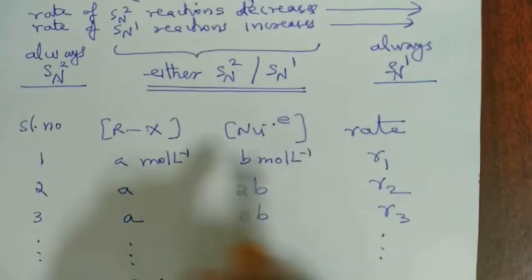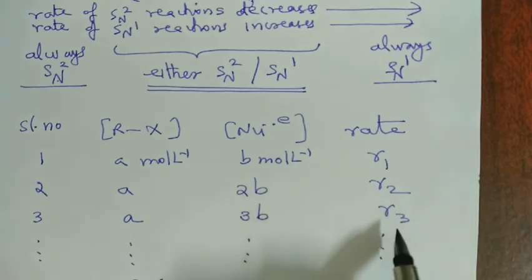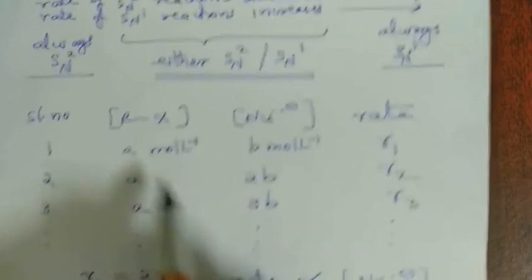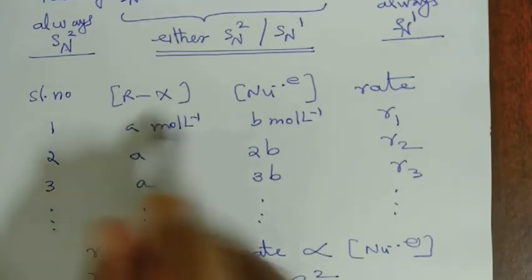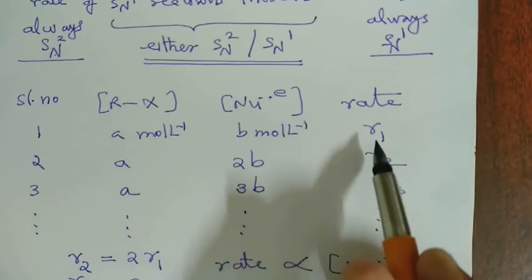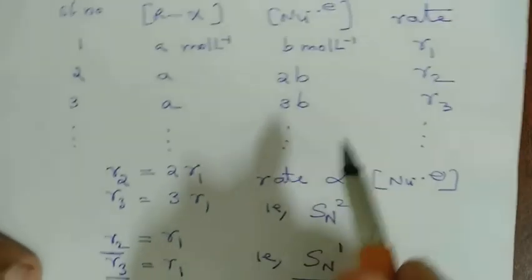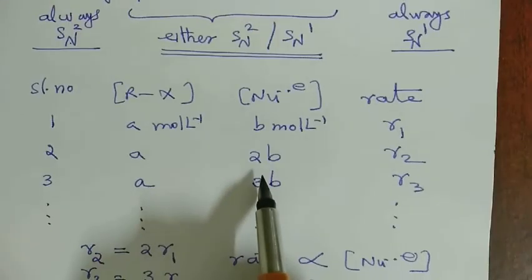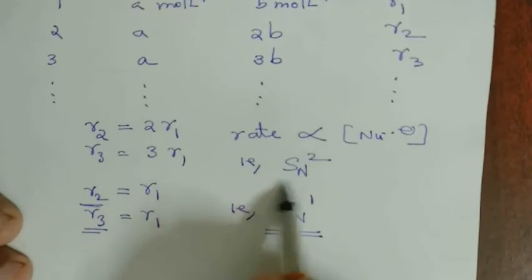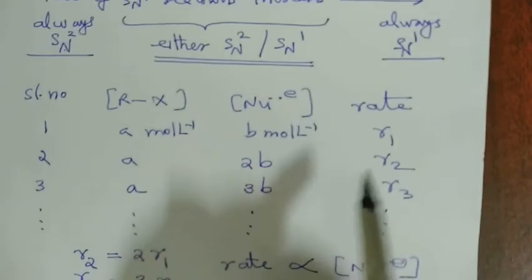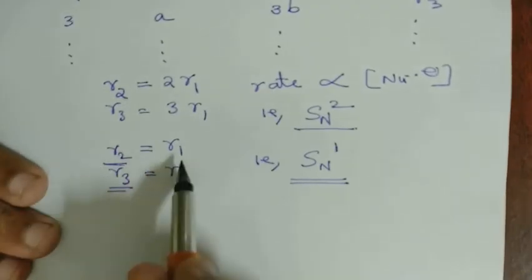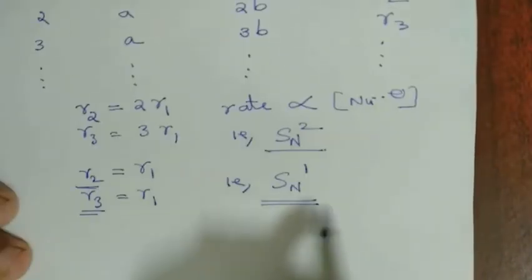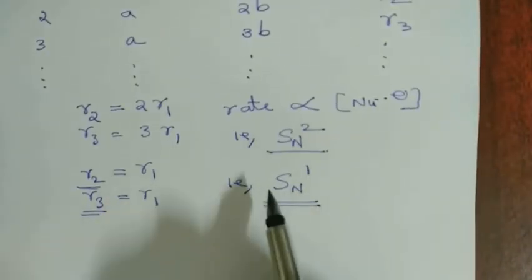It is determined experimentally. Rate of reaction is measured by changing concentration of a nucleophile without changing the concentration of alkyl halide. The result obtained is then compared. If rate of reaction changes with changes in the concentration of nucleophile, then mechanism is SN2. If rate of reaction does not change with changes in concentration of nucleophile, the mechanism is SN1.